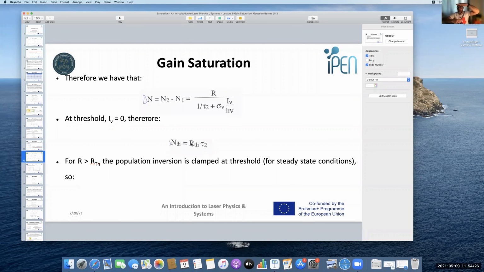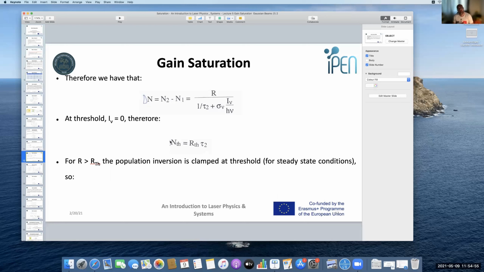Did you understand? Pumping, threshold, more pumping, maximum gain. Now laser on. So the population inversion is reduced and it reaches the threshold level. Okay, so you can see pumping, threshold, more pumping, more gain, then laser on, the process starts, and the population inversion decreases until it reaches the threshold.